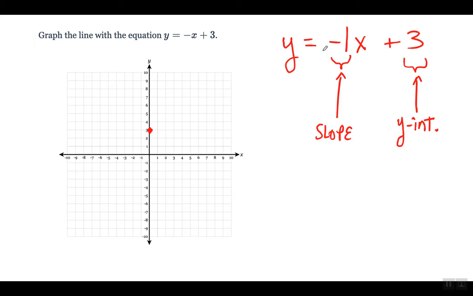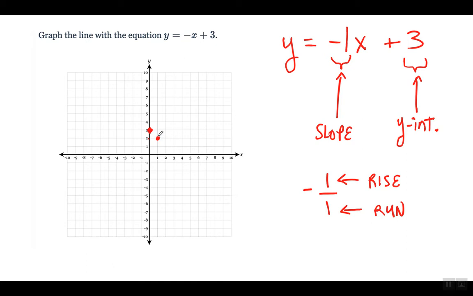Okay, now from that point, I'm going to use the slope to put another point. Okay, and starting from this point. So look, the slope is -1. If I change that to a fraction, it would be -1 over 1. So that means the 1 on the top is the rise, and the 1 on the bottom is the run. Okay, so look, since the slope is negative, it means that the line is going to go down from left to right. So starting at that point, I'm going to go down 1, because that's the rise, and to the right 1, because that's the run.